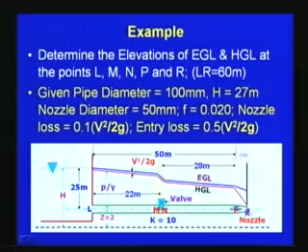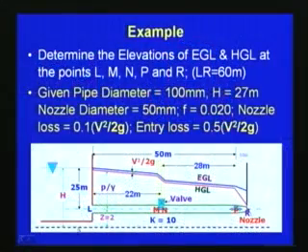Now, before further discussing various pipe flow systems, we will discuss one simple example here. Here we have a tank, and there is a pipeline located 2 meters above the datum, the center line of the pipe. The pipeline length is 50 meters till here, and then there is 10 meters more here, so 60 meters in total. There is a nozzle at this 60 meter point.